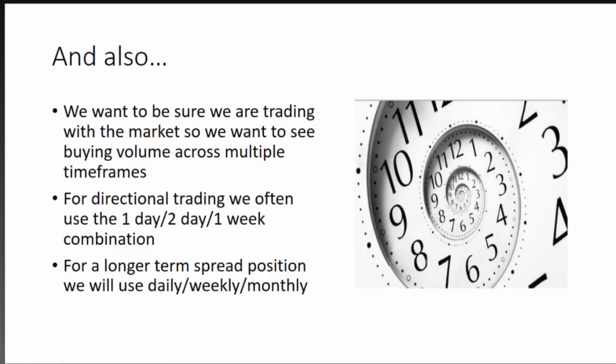One of the other things that is part of the rules, in terms of the type of volume spread analysis we use, is we don't just trade on one time frame. We make our decisions based on seeing buying volume across multiple time frames. Just to give you an example, we use 3 charts. For directional or short-term trading, such as weekly credit spread trading, we use the 1-day, 2-day, 1-week combination. So look at a 1-day chart, 2-day chart, 1-week chart. And for longer term spread positions, we've got 2 diagonal call spread positions.